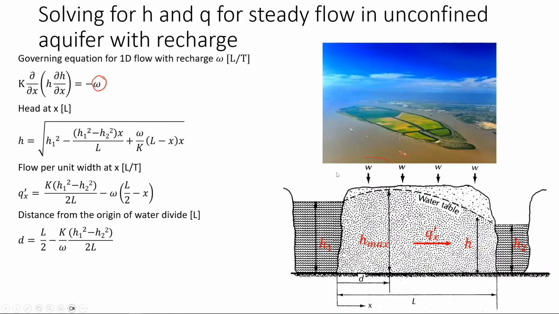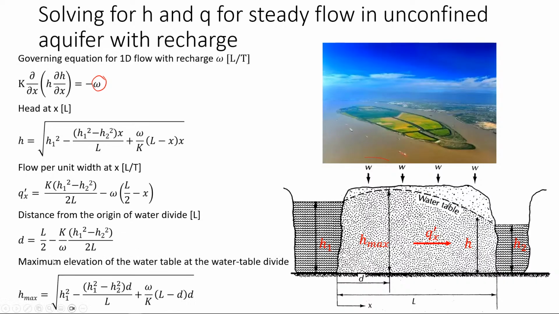And then what is the maximum elevation of the water table at the groundwater divide? That's the maximum elevation. So this is the place where flooding might occur, because that's where you have the maximum. If this water table is high and started to overflow, your maximum flooding would be somewhere here. So, maximum elevation of the water table divide.